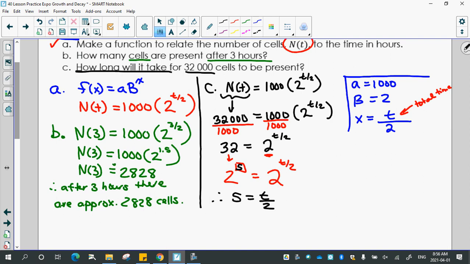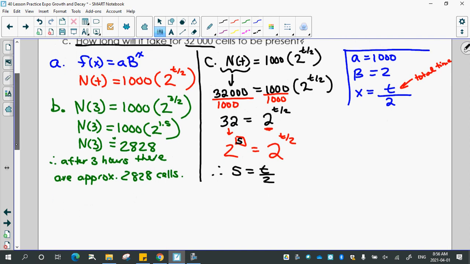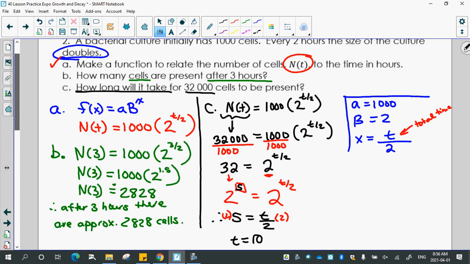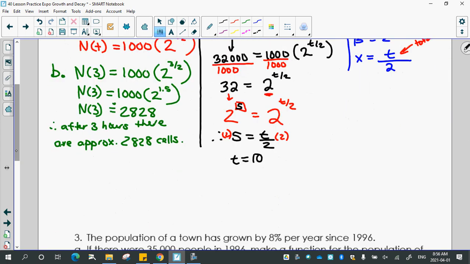but I don't want t over 2, I want t, the total time. So how would I get t by itself there? Times both sides. Yes, times both sides by 2. So I get T is 10, and then what are the units of time? Hours. So therefore, it would take 10 hours for 32,000 cells to be present.